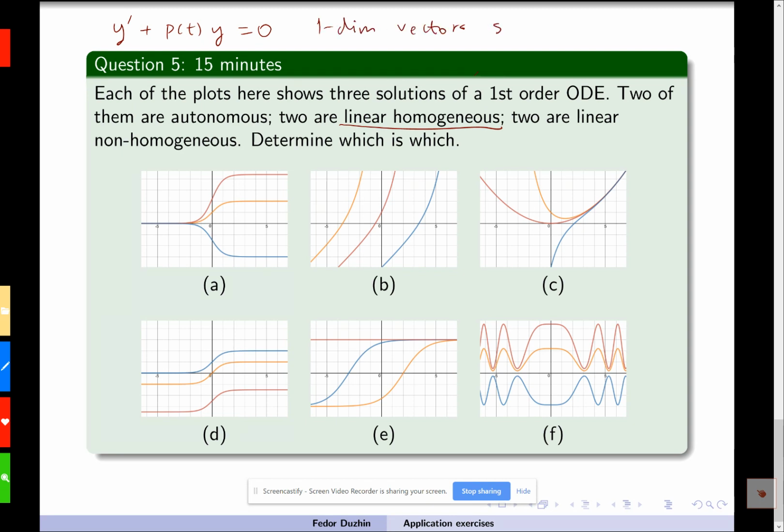Now, what does it mean? Vector space means that the sum of two solutions is again a solution, and if we multiply a solution by a constant, then we again get a solution. One-dimensional vector space means that actually all vectors are proportional to the same vector. So geometrically, it means that all solutions are constant multiples of one another, or are proportional to each other.